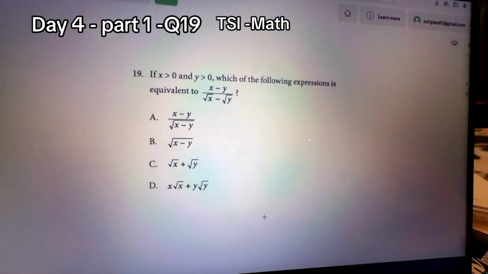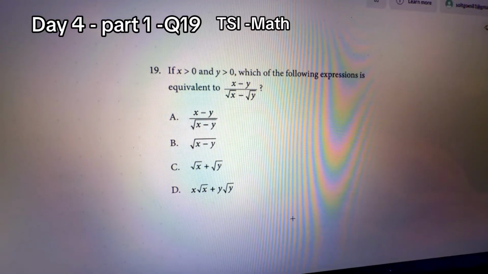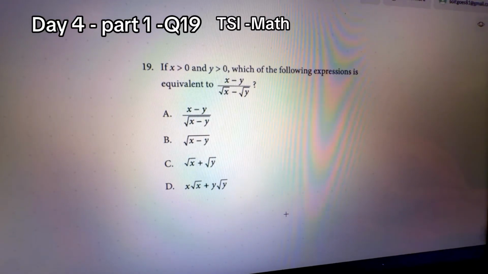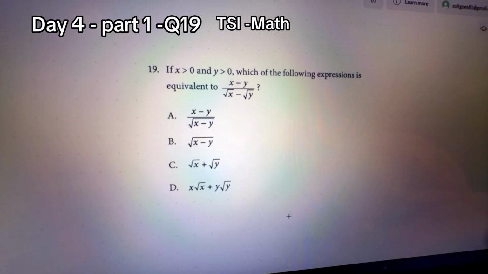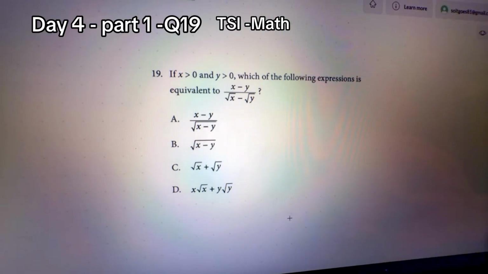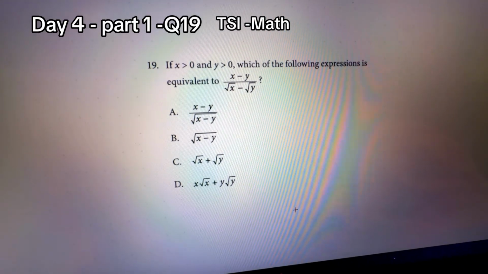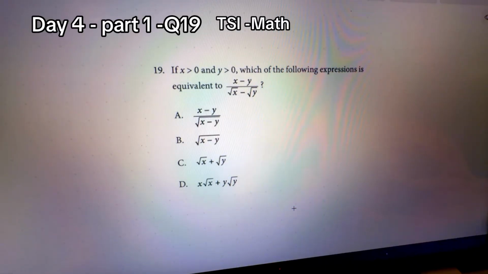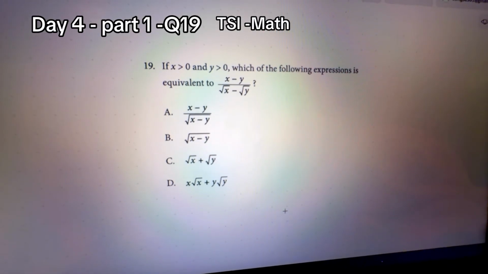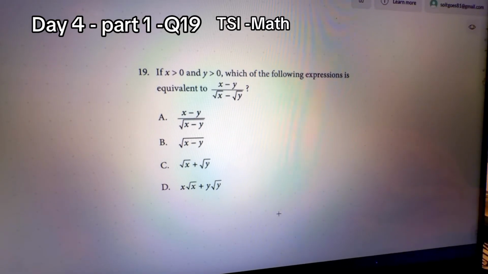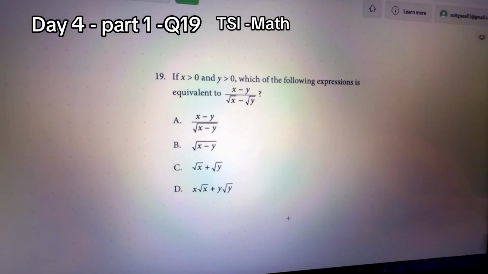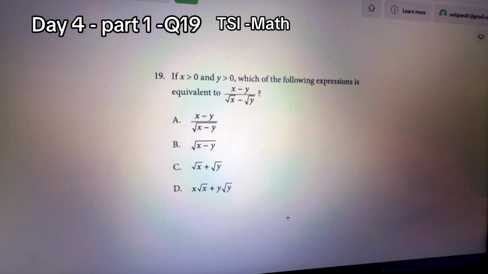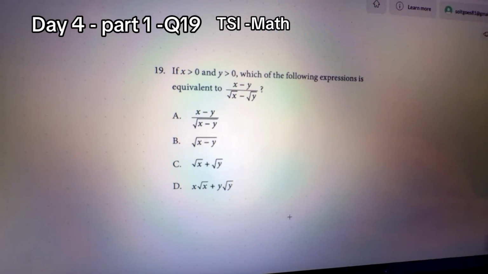Go ahead and read it. Okay, if x is greater than 0 and y is greater than 0, which of the following expressions is equivalent to that giant mess? Yeah, go ahead and read that. I want to make it real clear to everybody what that means. x minus y over the square root of x minus the square root of y.